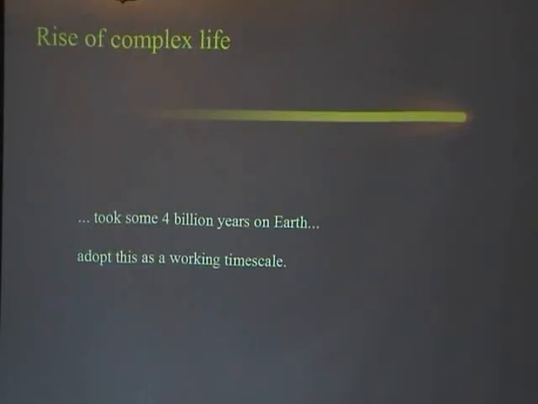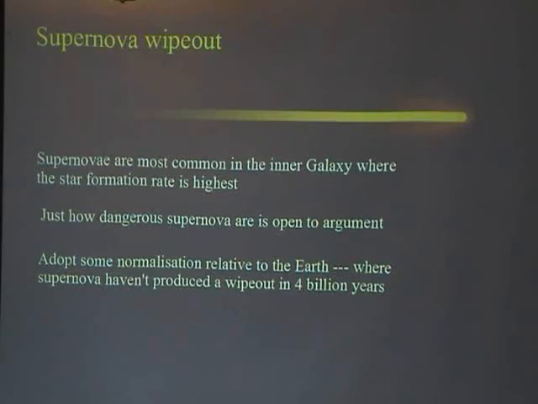So the rise of complex life, this is just one number to keep in mind. It took about 4 billion years on Earth. We're just going to use that number as well in producing some of these things. The other thing they put in is the supernova wipeout factor. So in the central part of the galaxy, too many supernovae. Again, it's sort of just boiled up. You don't really know anything much about that.